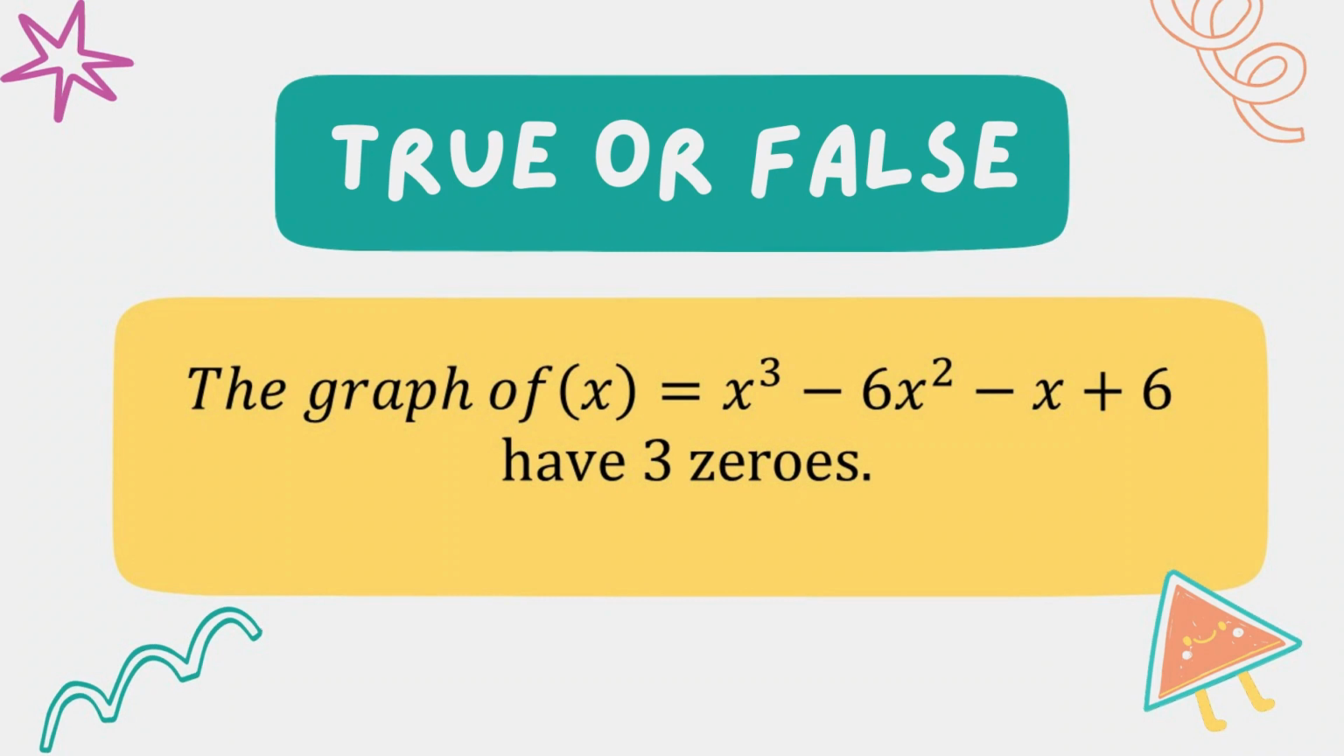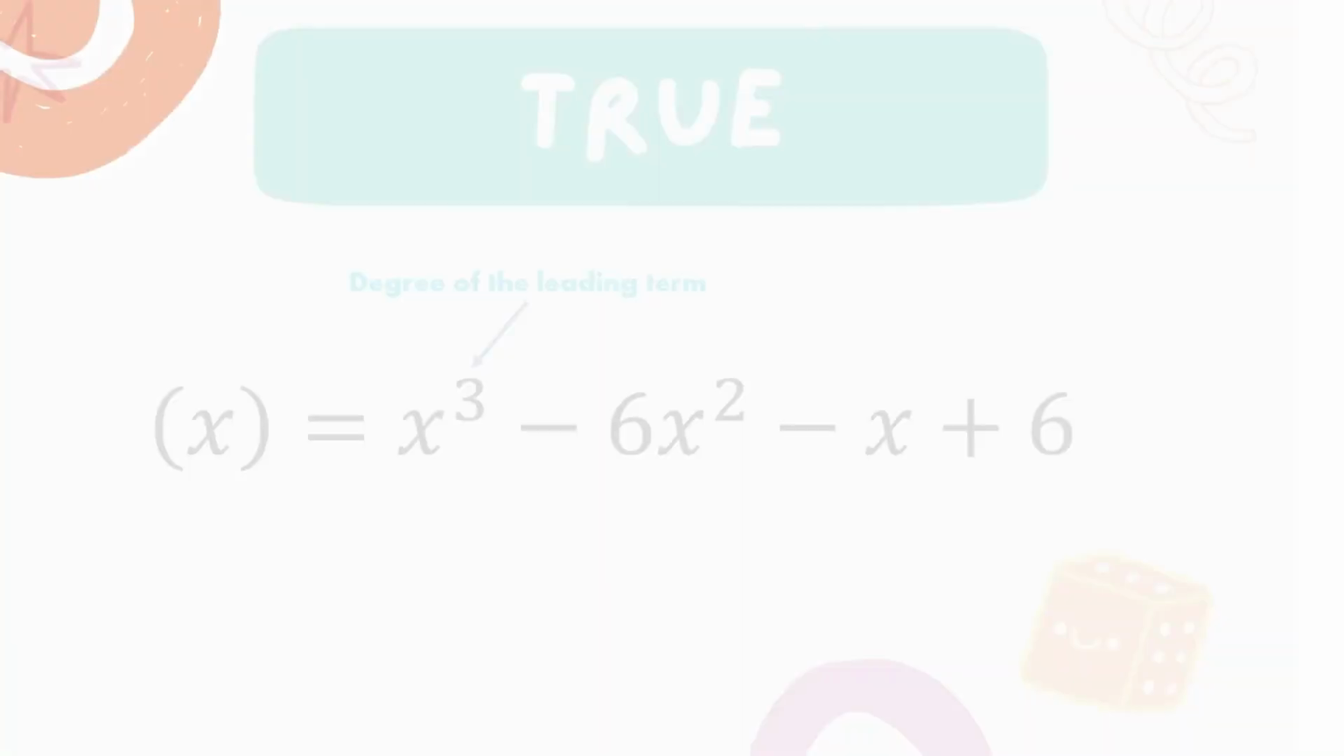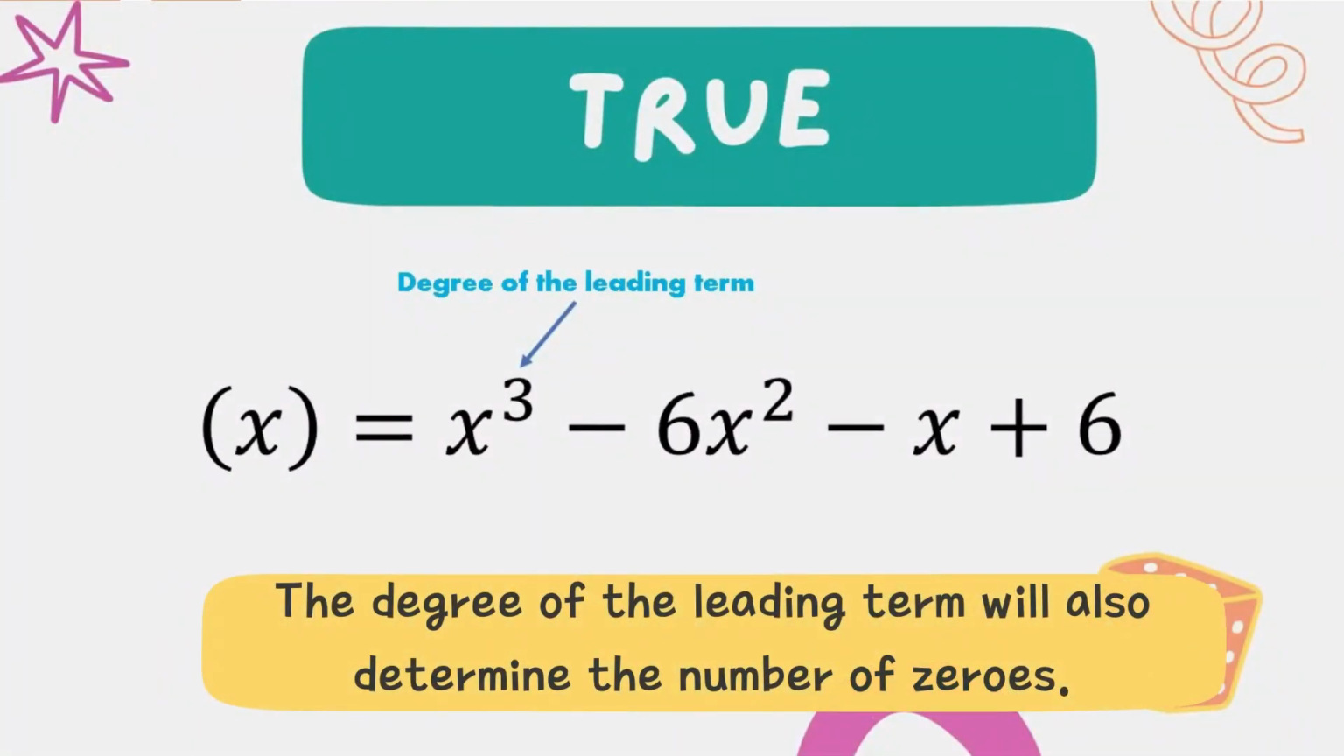Last question. The graph of x cubed minus 6x squared minus x plus 6 has 3 zeros? Yes, the answer is true. The function has at most n real roots, meaning the degree of the leading term will also determine the number of zeros.